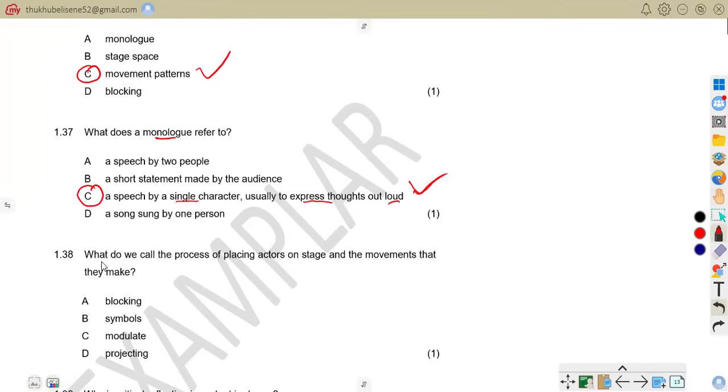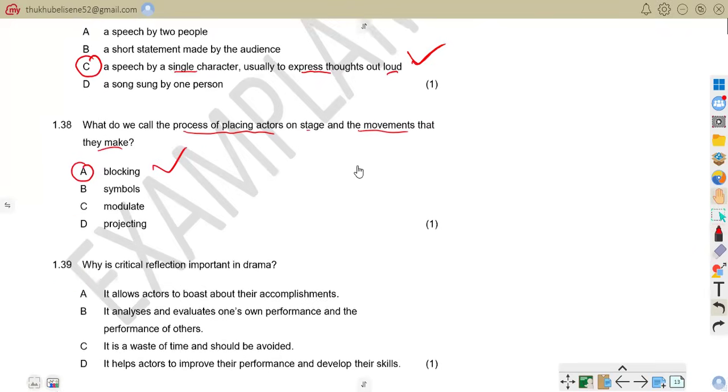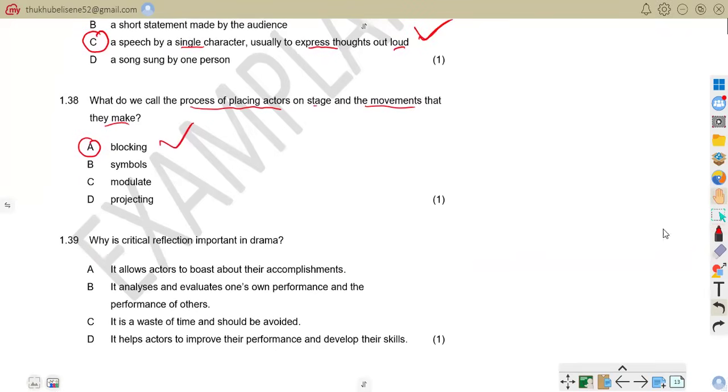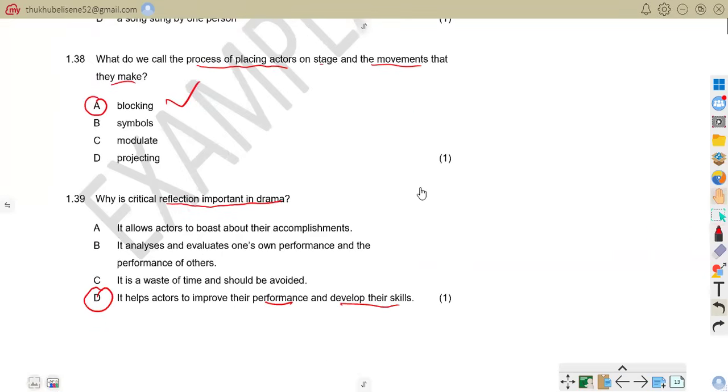Now we're moving on to 1.38. What do we call the process of placing actors on stage and the movement that they make? The correct answer is A, blocking. 1.39: Why is critical reflection important in drama? The correct answer there is D: it helps actors to improve their performance and develop their skills. So that is that.